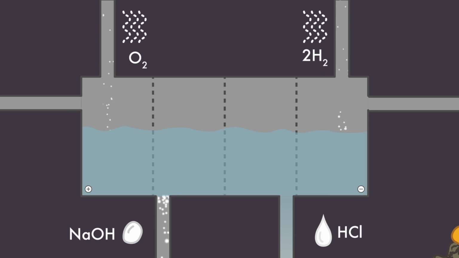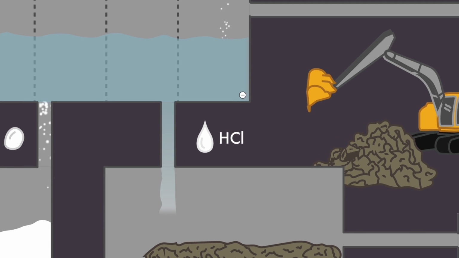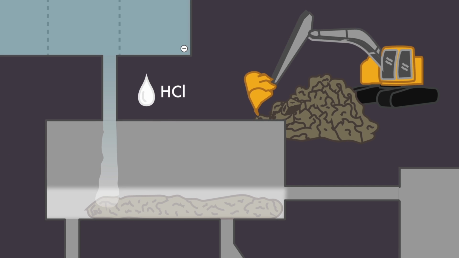The oxygen can be vented off into the atmosphere because we can never really have too much oxygen. Hydrogen can be collected and stored and used as fuel for the new generation of hydrogen cars. The hydrochloric acid can be used in mining operations to break down rocks.